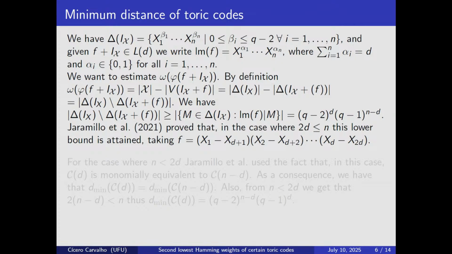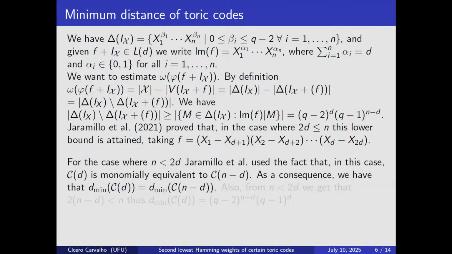So Daniel Jaramillo, Maria Vaz Pinto, and Rafael Villarreal, in 2021, proved that in the case where you have 2d less than or equal to n, this lower bound is attained. For example, take this polynomial, count the number of non-zeros in X, you get this number. For the case where n is less than 2d, Jaramillo and friends use the fact that in this case, C of d is monomially equivalent to C of n minus d. As a consequence, the minimum distance of C of d is equal to the minimum distance of C of n minus d. Now from this condition, you get that 2(n minus d) is less than n. So this n minus d satisfies this condition here. So we know that the minimum distance is the same. We can apply this formula with n minus d here, and we get the minimum distance of C.